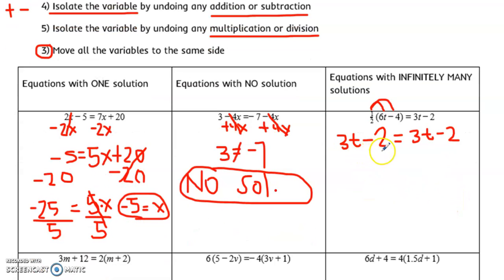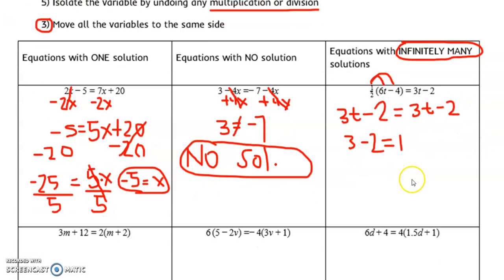Because we have the same thing on both sides of the equation, we're going to have infinitely many solutions. Because anything we put in for t is going to give us a true answer. So if I put a 1 in for t, we'll have 3 times 1, which is 3, and then minus 2 equals 1. And it's going to be the same on the other side. So anything I put in right here is going to be the same. So we'll have infinitely many solutions.